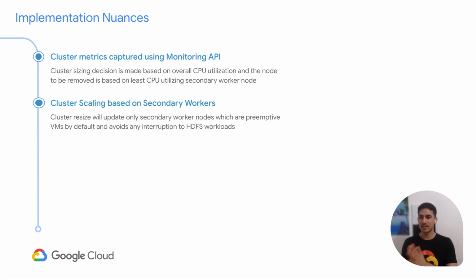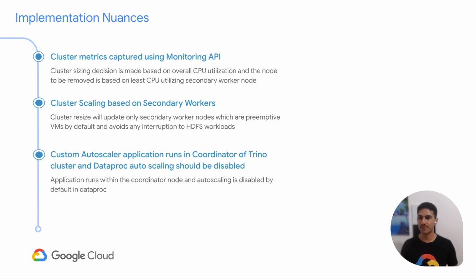Second, cluster scaling was based on secondary workers, which allows us to not impact HDFS performance as well as use preemptible VMs by default, which can benefit both from a cost perspective and, as I said, HDFS perspective.